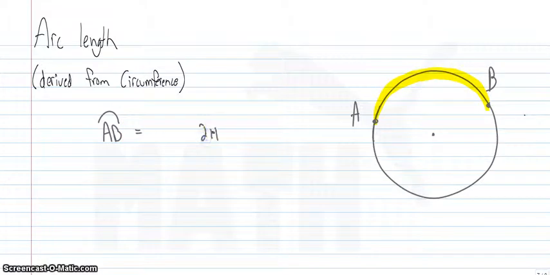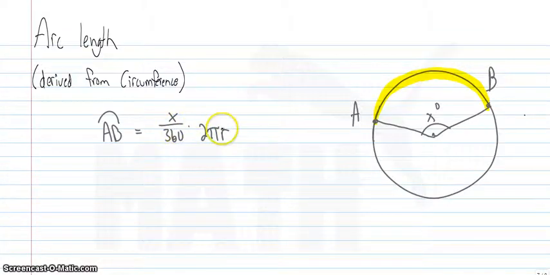Instead of doing the entire 2 times pi times the radius, we need to look at what is that central angle, and we take x over 360 times the 2 pi r to get the entire arc length. That tells us what fraction of the circle we're dealing with times the entire circumference.